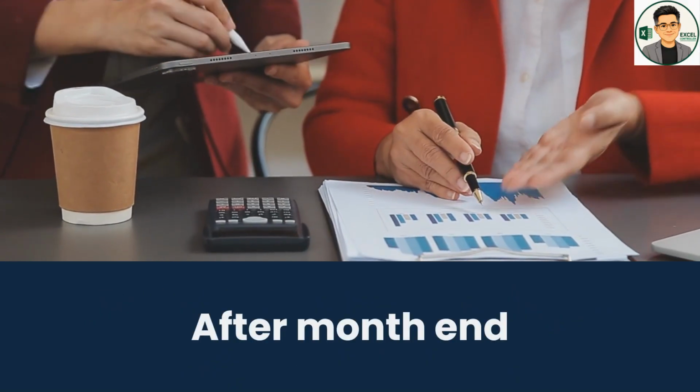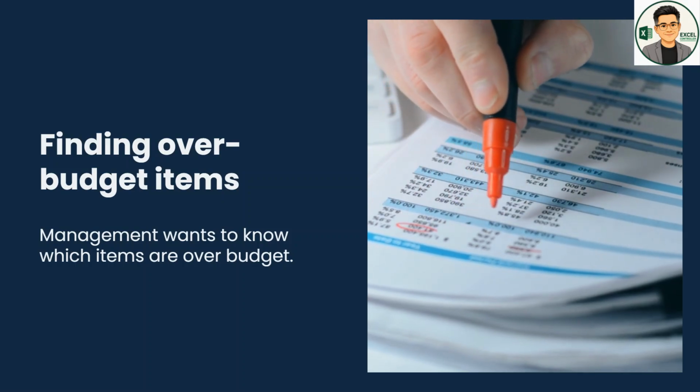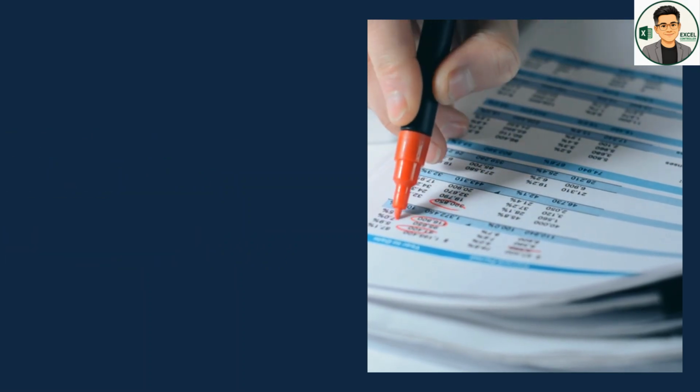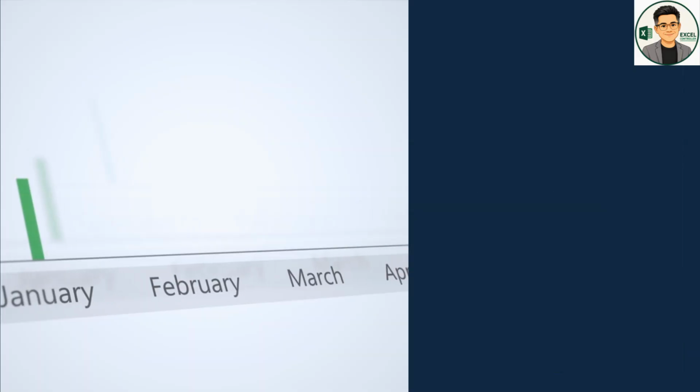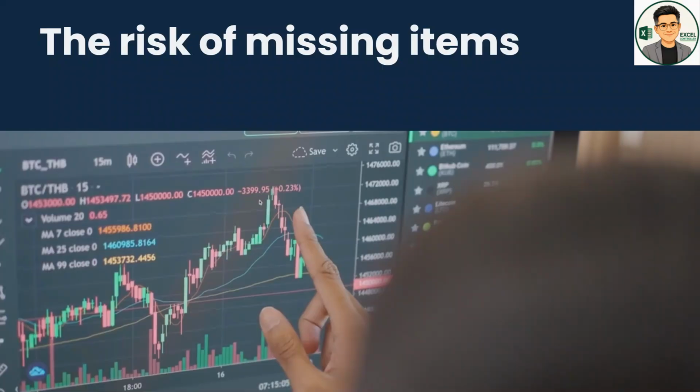Here's a common reporting challenge. Imagine it is the first morning after month end. You receive a report containing hundreds or thousands of transactions. Management wants you to identify which expense items are over budget so department leaders can explain the variances. You could scan the report line by line and manually identify the items that need attention. But that is slow, and it is easy to miss something.